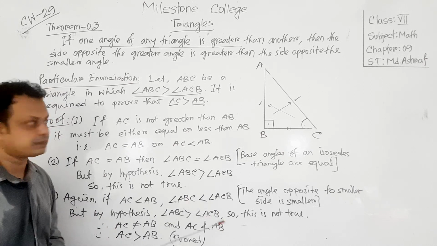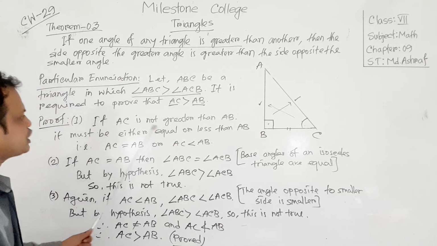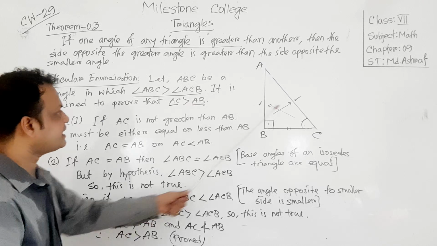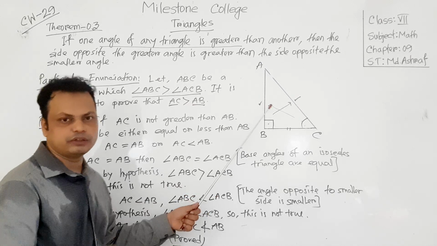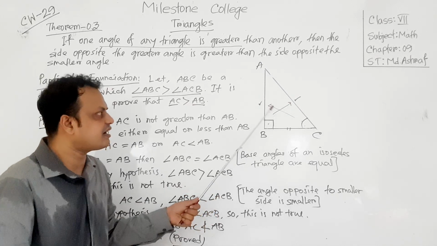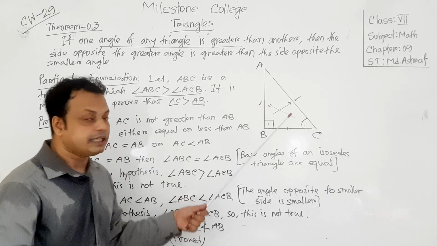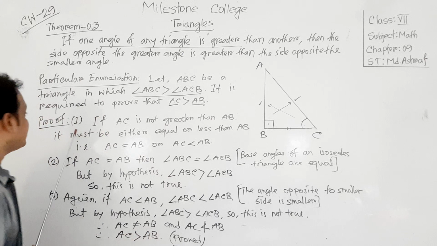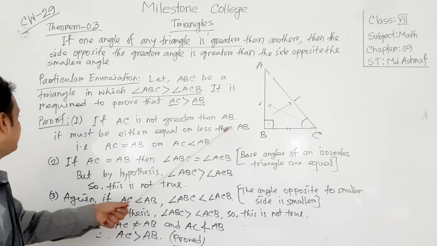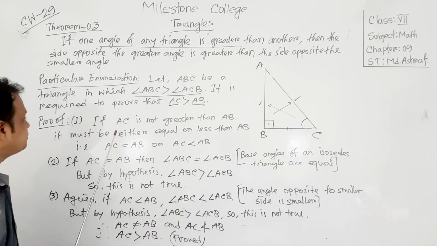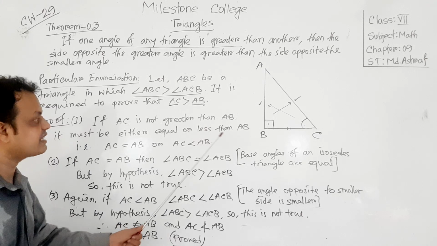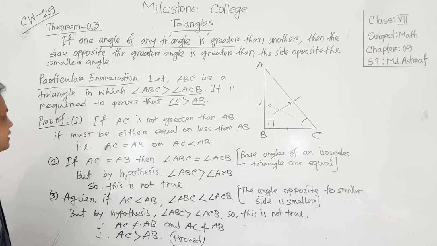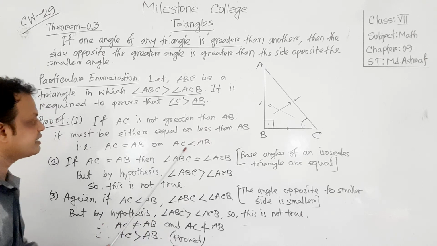Now we will do the proof. Suppose AC is not greater than AB. Then it may be equal or it may be less. Then it must be either equal to or less than AB. That is, AC equals AB or AC less than AB.